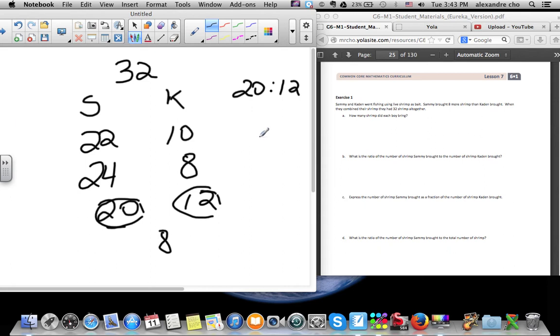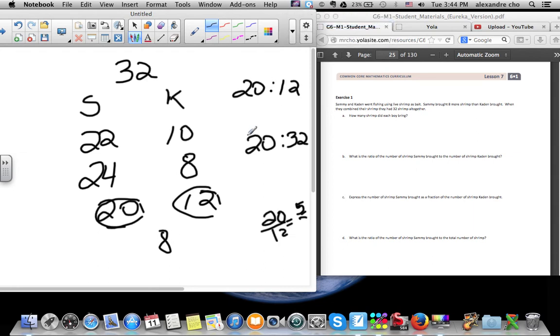Okay, let's do D and I'll come back to C. What's the ratio of the number of shrimp Sammy brought? Sammy brought 20 shrimp to the total number, which is 32. Okay, so that's D. Now C, express the number of shrimp Sammy brought as a fraction of the number of shrimp Caden brought. So let me just think about that for a second.